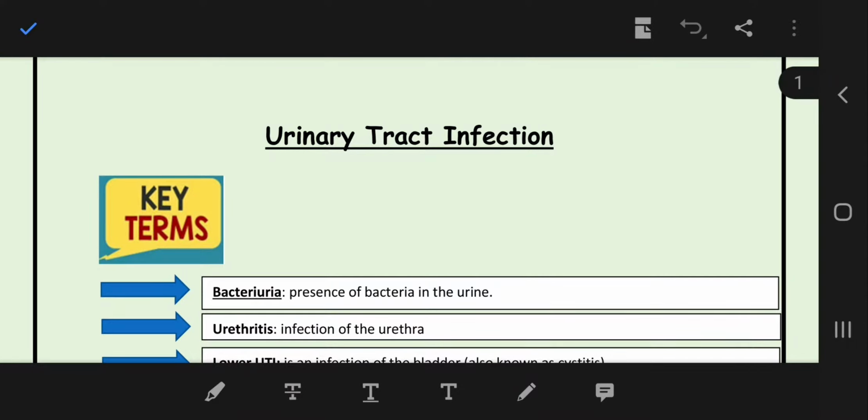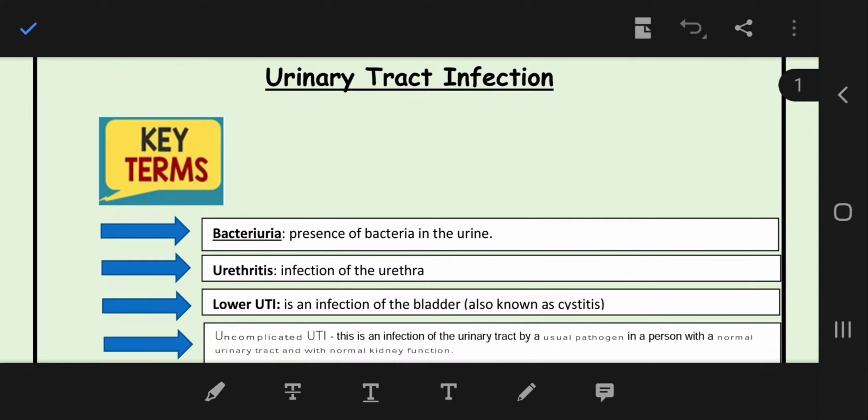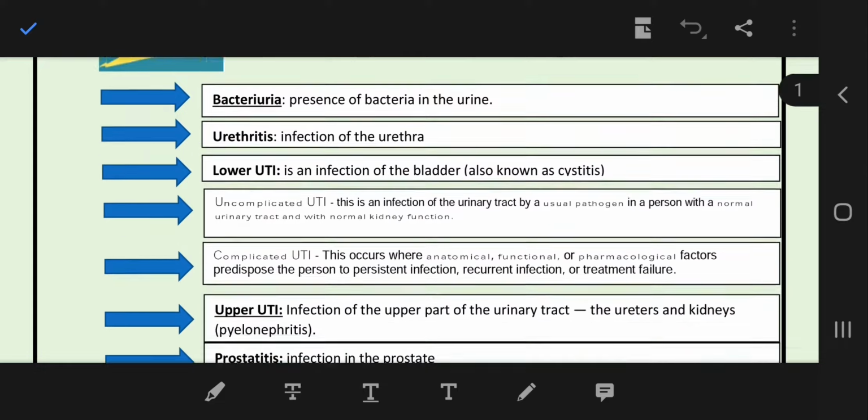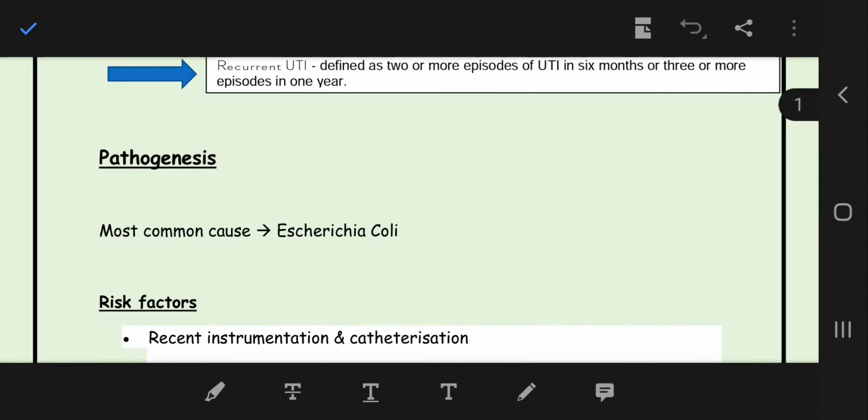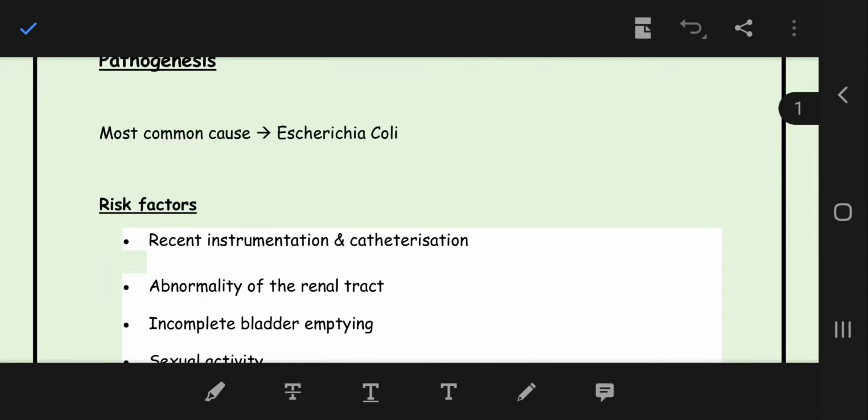So what do we need to know for the PLAB 1 exam? I have some key terms here, like what does it mean by bacteriuria, urethritis? These are things that we should already know. So what is the common cause of UTI? It's E. coli. Everyone knows that. Now, this is not a big thing they ask about. What they really ask about is investigation and management.